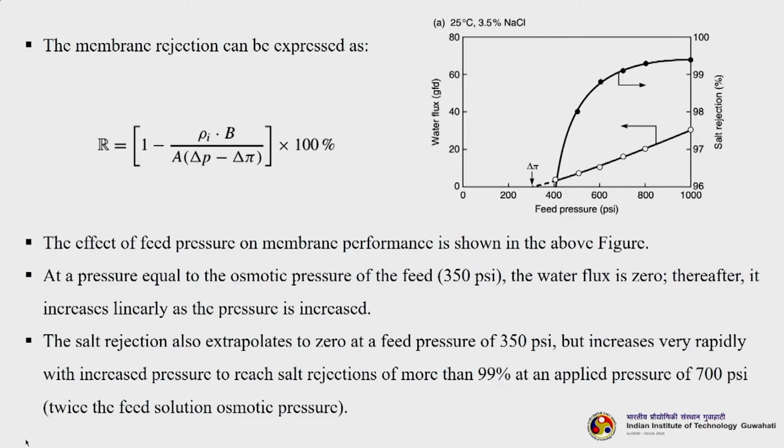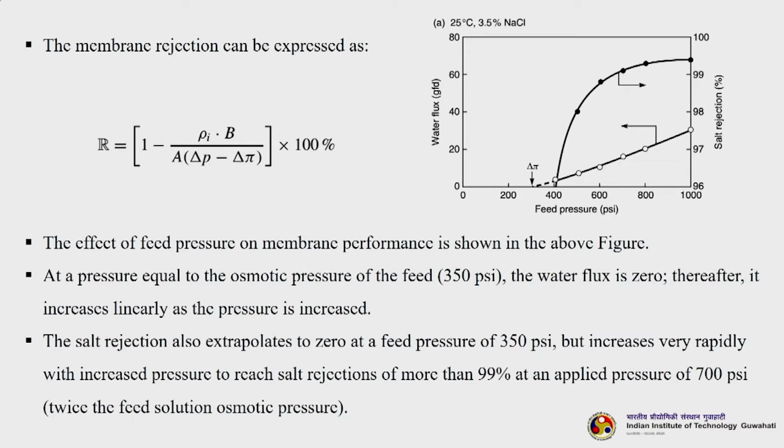So, the membrane rejection can be expressed by this particular equation. R equals 1 minus rho I into B divided by A into delta P minus delta pi, into 100%. 100% means R will be expressed as a percentage. That is why 100% is being multiplied.